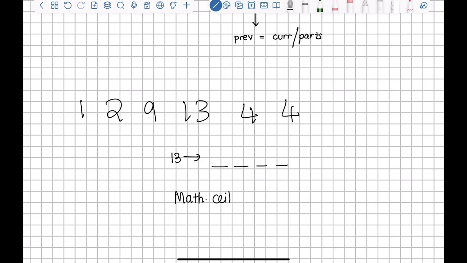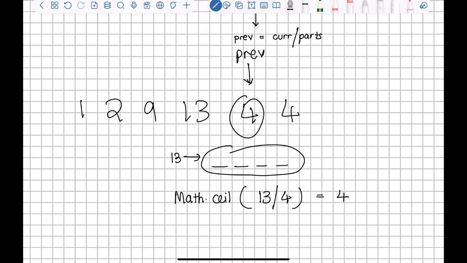Math.ceil of 13 divided by the prev value. Here my prev is this, divided by 4, so I get the answer as 4. So we break this down into 4 values. That means the number of parts is equal to 4.